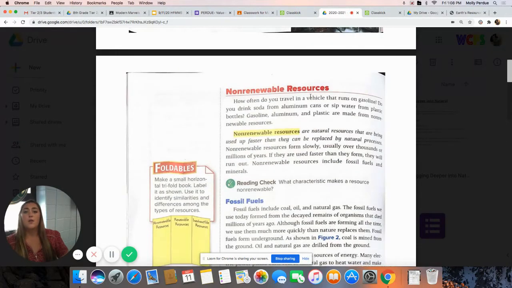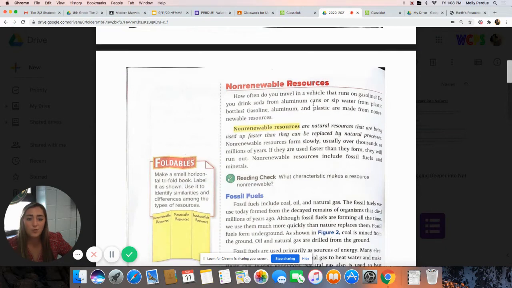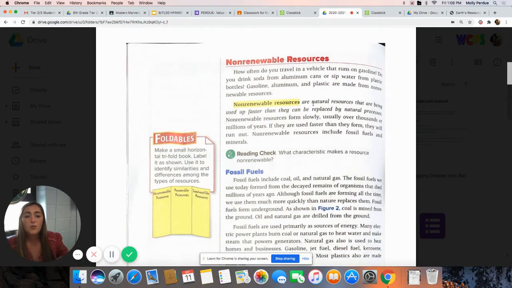Okay, so non-renewable resources. How often do you travel in a vehicle that runs on gasoline? Do you drink soda from aluminum cans or sip water from plastic bottles? Gasoline, aluminum, and plastic are made from non-renewable resources. Non-renewable resources are natural resources that are being used up faster than they can be replaced by natural processes.